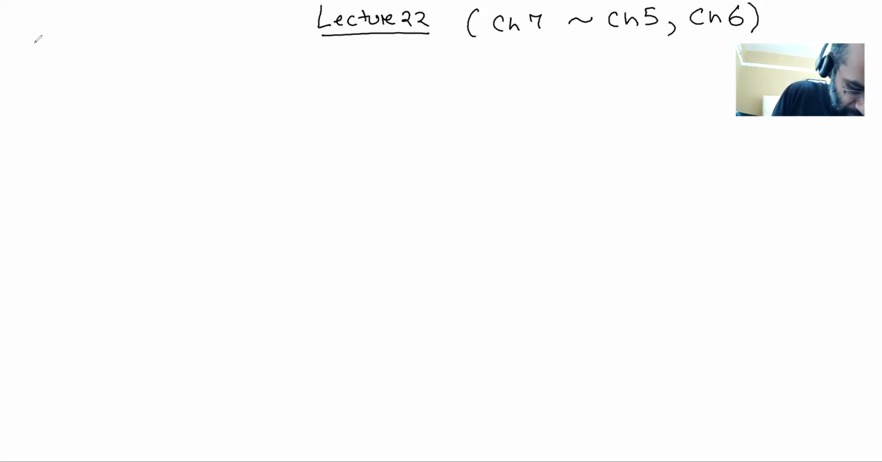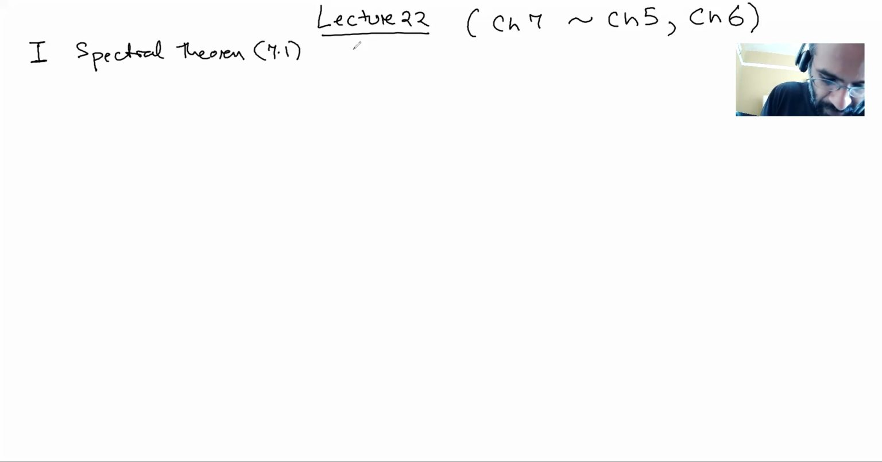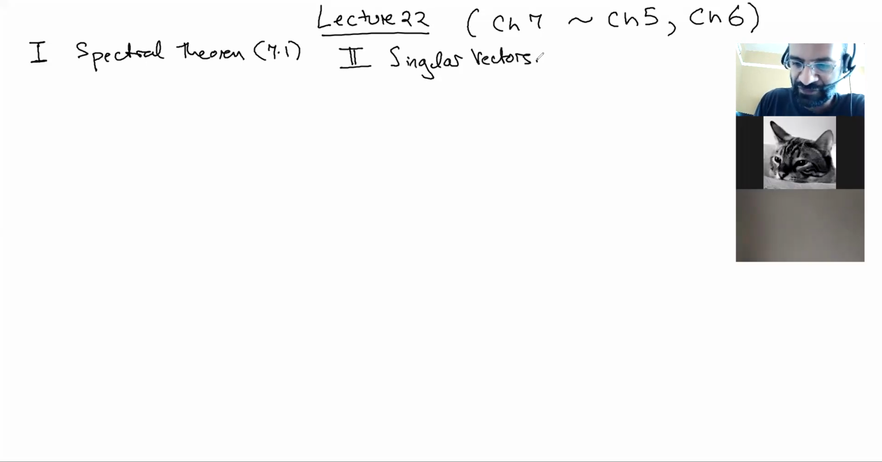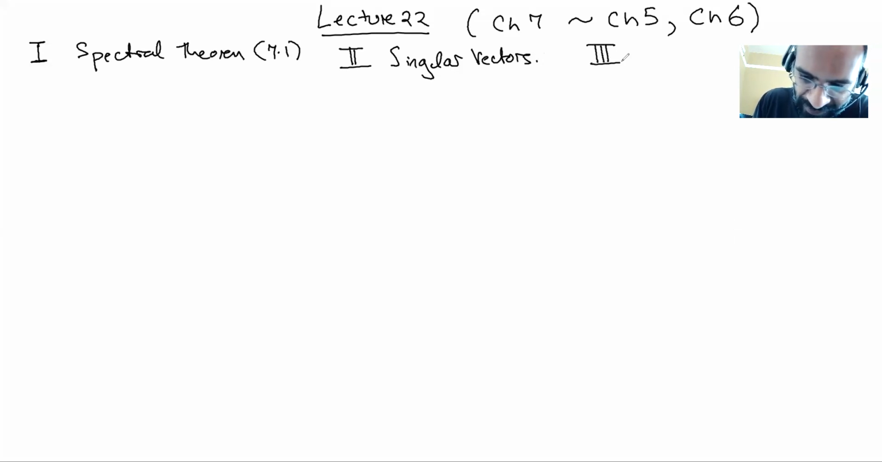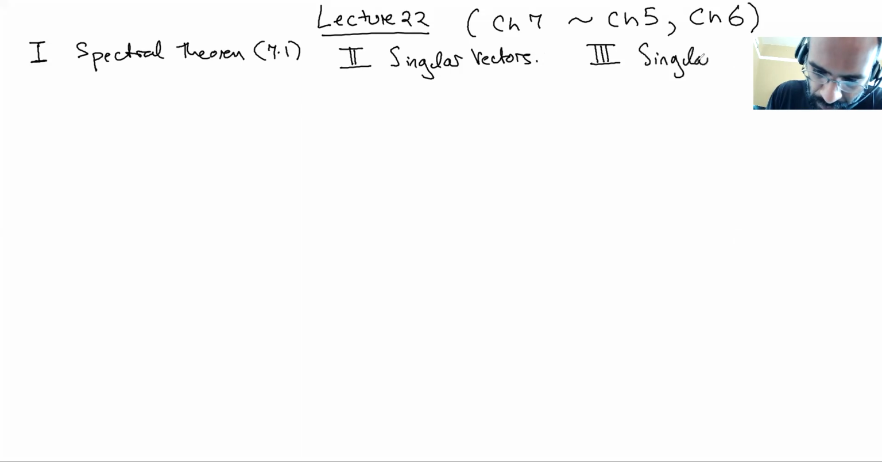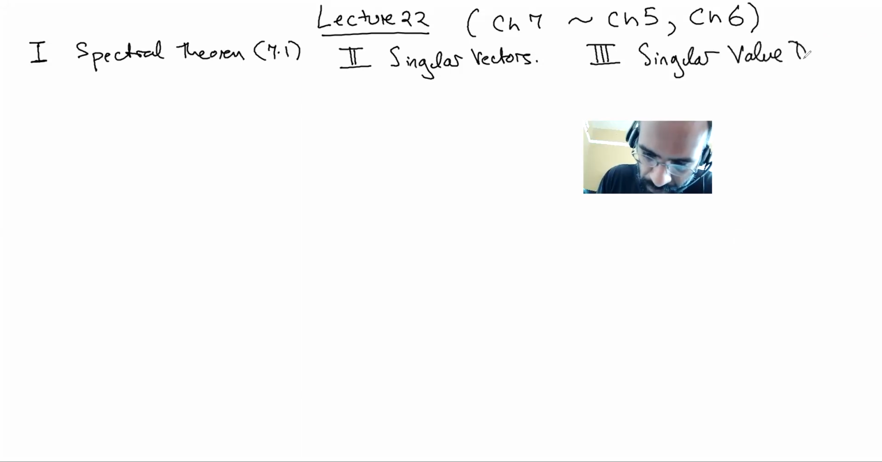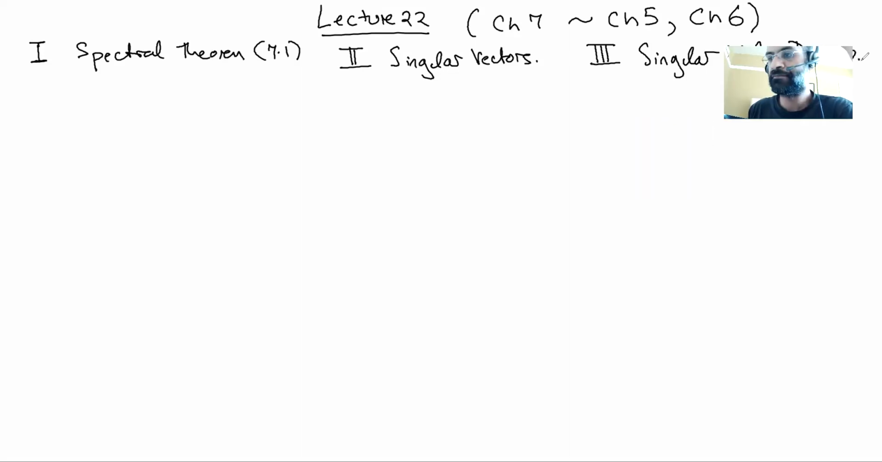So we're going to do 3 things today. We're going to talk about the spectral theorem, which is the content of section 7.1. Then I'm going to define singular vectors, which are not the same as eigenvectors, but in some ways they're sort of like eigenvectors, but they can be defined for rectangular matrices. And then finally, I'm going to start talking about the singular value decomposition, and I'll finish that next time.